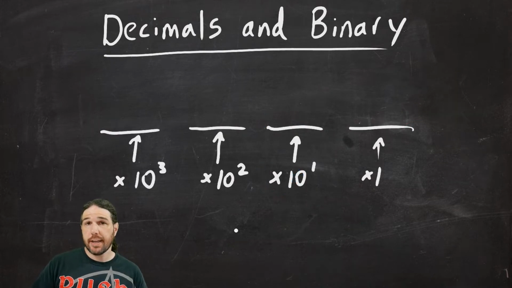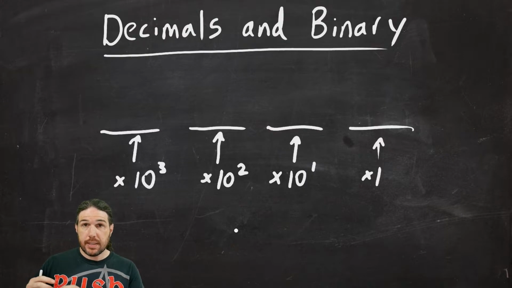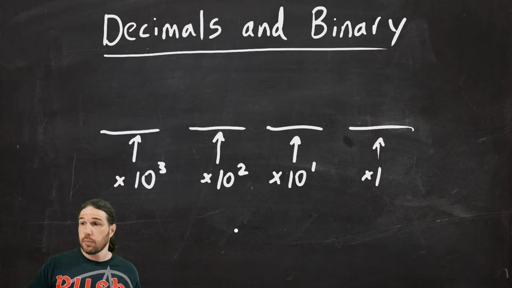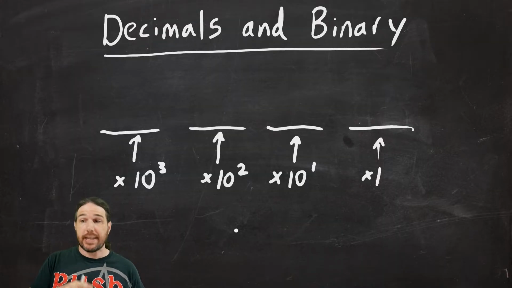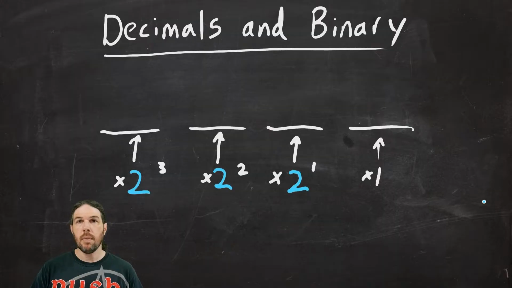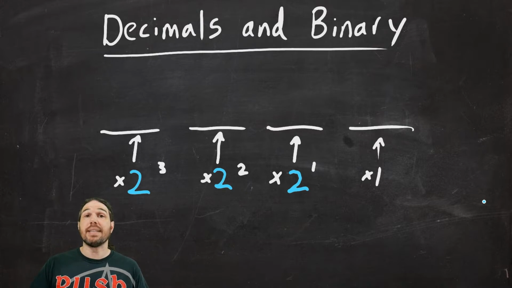Here we are again looking at this place value system for decimals. Now, the only difference between decimals and binary is the number of symbols that we have available. Instead of 10, there are 2. So instead of each of these place values being worth another factor of 10, where it multiplies by 10 every time you go to the left, because there are only 2 options for symbols, we multiply by 2 for every place value instead of by 10.